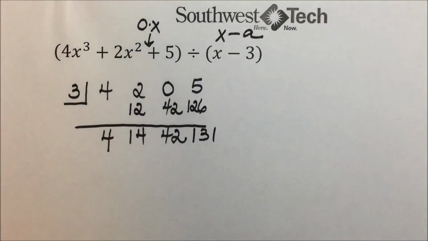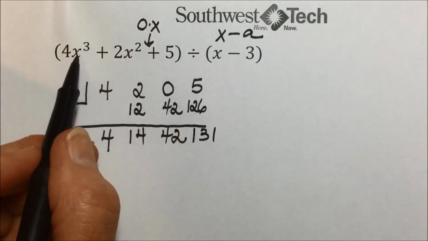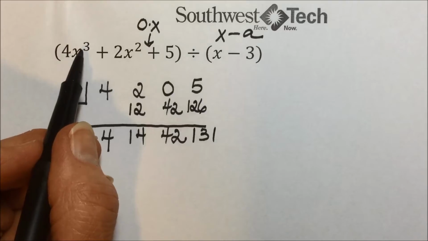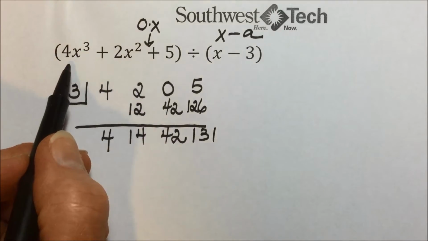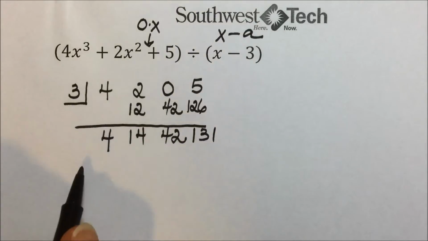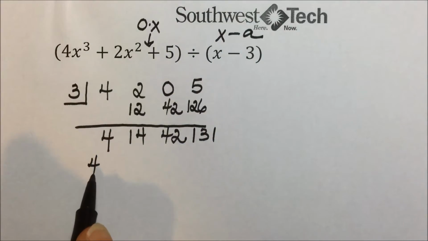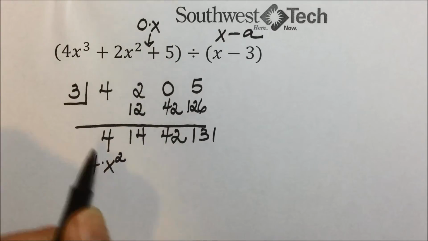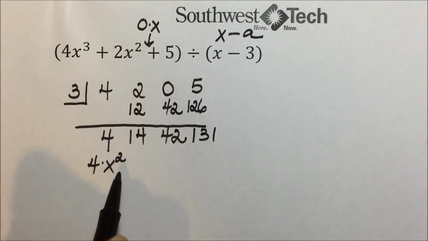These are the coefficients of what we call the depressed equation. It is 1 lower degree than what we started out with. We started out with an x to the third term, or a third degree polynomial. We will have a second degree polynomial, and 4 will be the leading coefficient of x to the second power, 1 lower power than we had.